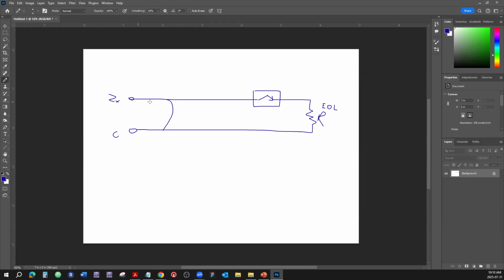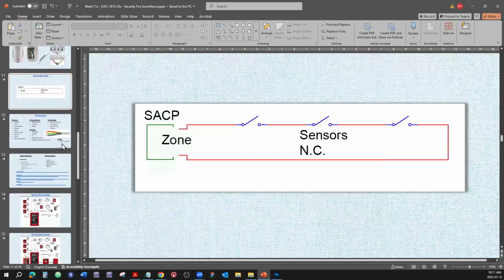But if it's looking for that specific type of resistance and you short it, something's going to get noticed. The system doesn't see the resistor, so somebody was tampering with it, and the system can be programmed so it goes into alarm condition when that happens, right? All right, so keep going.